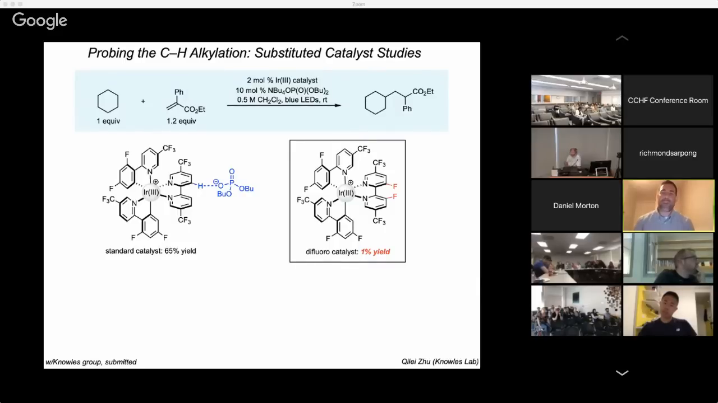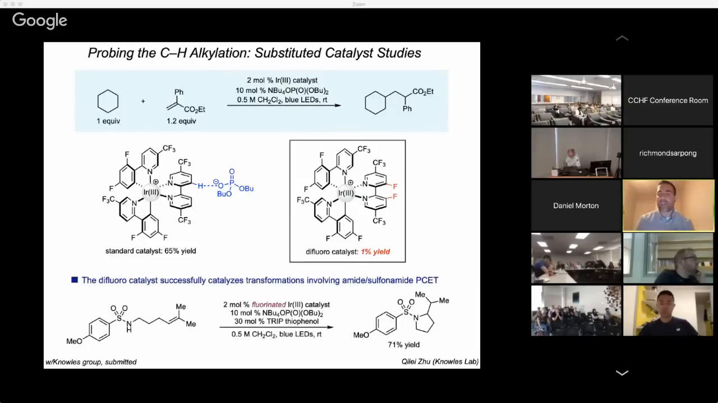And then just to make sure that we didn't synthesize some really poor catalysts, we applied it to one of the many reactions from the Knowles group, showing how useful these catalysts can be, and the fluorinated catalyst worked just fine in this cyclization reaction. So it is an active catalyst for proton-coupled electron transfer, but just not in this particular system.